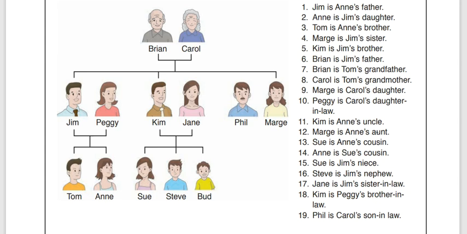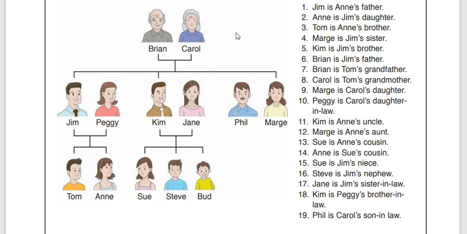Kim is Anne's uncle. Marge is an aunt. Sue is Anne's cousin. Anne is Sue's cousin. Sue is Jim's niece. Steve is Jim's nephew. Jane is Jim's sister-in-law. Kim is Peggy's brother-in-law. Phil is Carol's son-in-law. Okay, these are the sentences, and these are about their family structure.